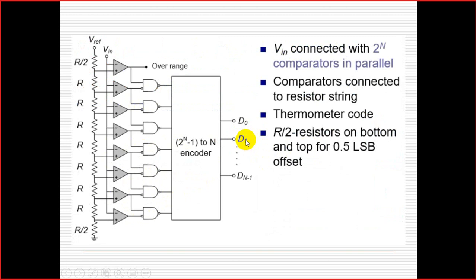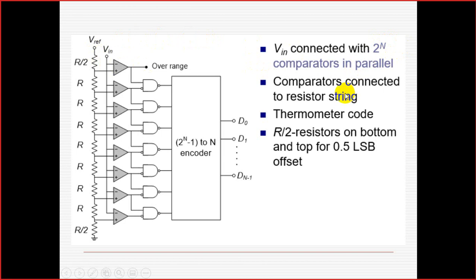Look at the picture. This is more detailed. So Vin, the input voltage, is connected to the 2 to the n comparators in parallel. If this is 3-bit, then 8 comparators. 2-bit, there will be 4 comparators. So 2 to the n comparators in parallel, and Vin is connected to the negative input of the op-amp.